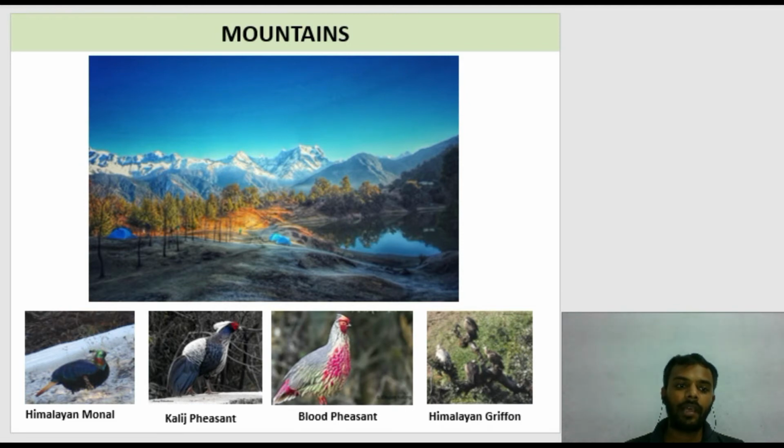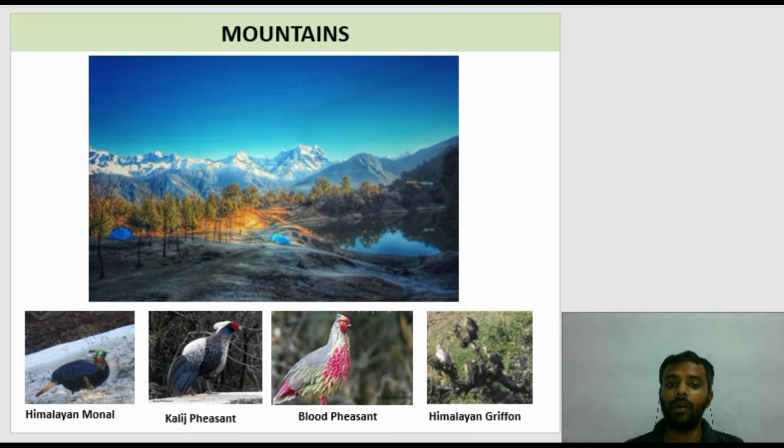Now the next habitat is very fascinating. It's the mountain. So birds also occur in hills and mountains. We usually don't go to mountains for birding. We generally think that the mountains are for trekking, and when we reach the mountains, our full focus is on watching the landscape. And most of the time we get tired.